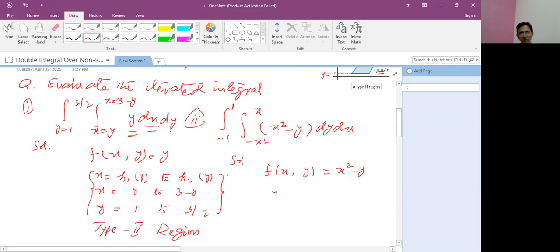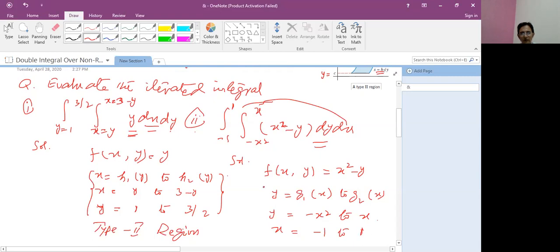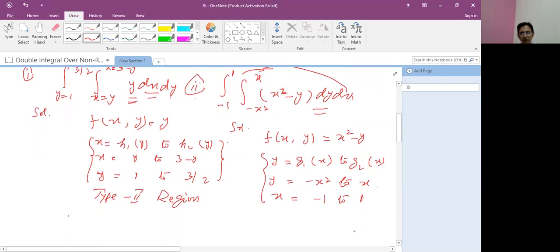The limit of y is g1 of x to g2 of x. Because y is a function of x, multiplying by dy first, it means it is a limit of y. So if we write here, the limit of y is minus x squared to x. But the limit of x is constant. It is x minus 1 to 1. So that's why we call it type 1 region.